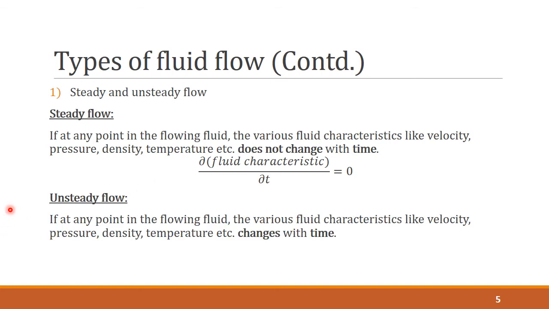Now, unsteady flow: if at any point in a flowing fluid, the various fluid characteristics like velocity, pressure, density, temperature, etc. change with time, it is known as unsteady flow. That is, if you're differentiating a fluid characteristic with respect to time, it will not be equal to 0. So steady flow and unsteady flow have to do with time. Whether the characteristics change with time or do not change with time, that is how you differentiate between steady flow and unsteady flow.